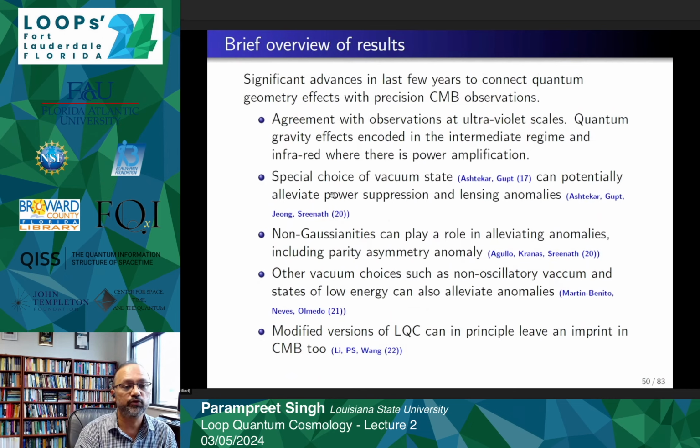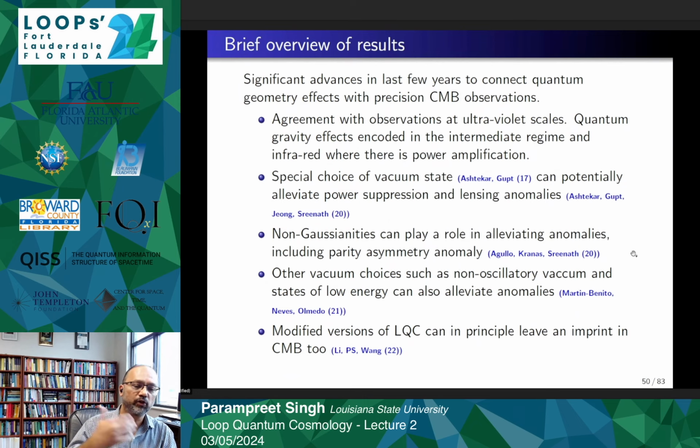But then you can also choose very special states, which are very well motivated, for example, using the Weyl curvature conjecture of Penrose. Special choice of vacuum states can potentially alleviate the power suppression and lensing anomalies. This is a very beautiful work which Ashtekar and Gupta and collaborators have done in the last few years. Similarly, Agullo and collaborators have shown that if you go beyond some of these states and look at non-Gaussianities, then they can also play a very important role in alleviating anomalies, including the parity asymmetry anomaly.